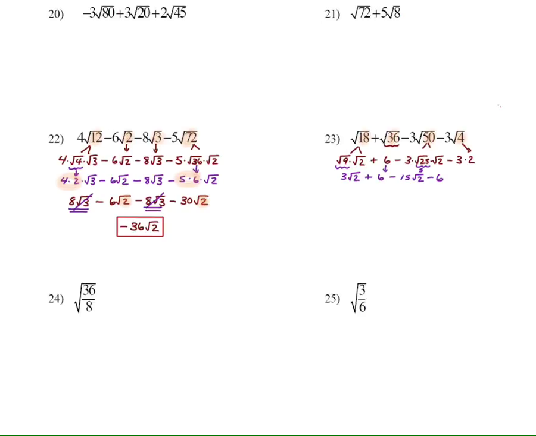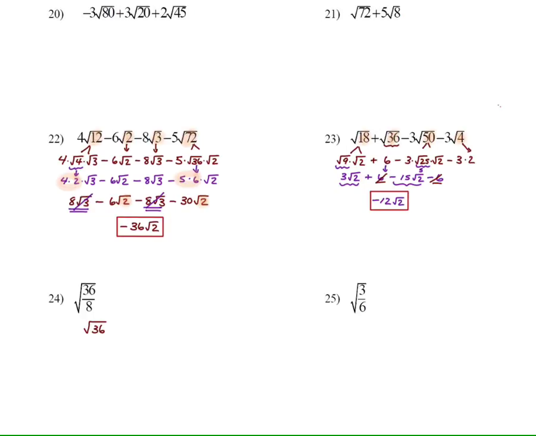So if I look at what terms I have now, I have a positive 6 and a negative 6 add to 0, so they actually cancel out. And then I have 3 root 2 minus 15 root 2, which is negative 12 root 2. And that would be it.